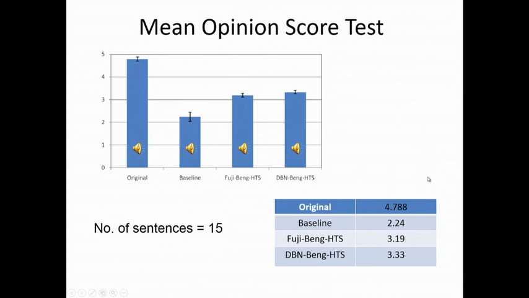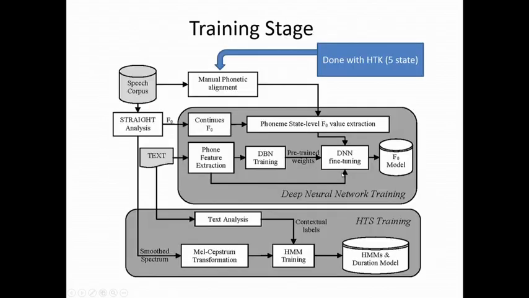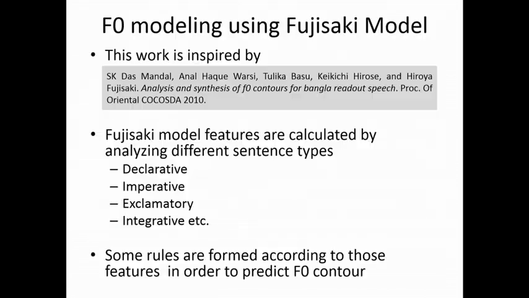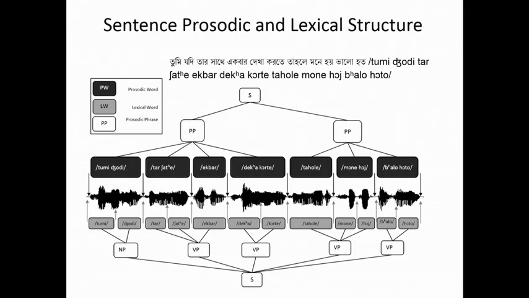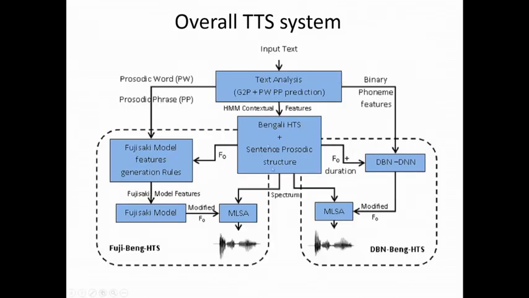So, you can try this on your own language using the Fujisaki model. What I said is that we have done two things here. One is to train the HTS engine with prosodic structures and modify the F0 contour based on the Fujisaki model or a DNN model. So, if you remember, I have explained another application, accent conversion.